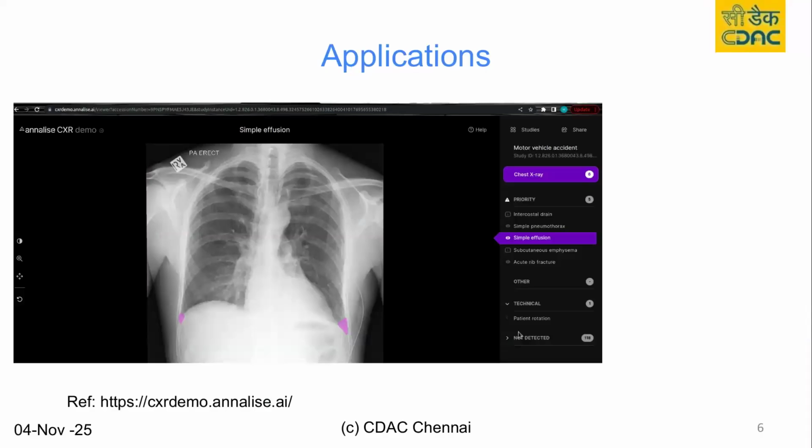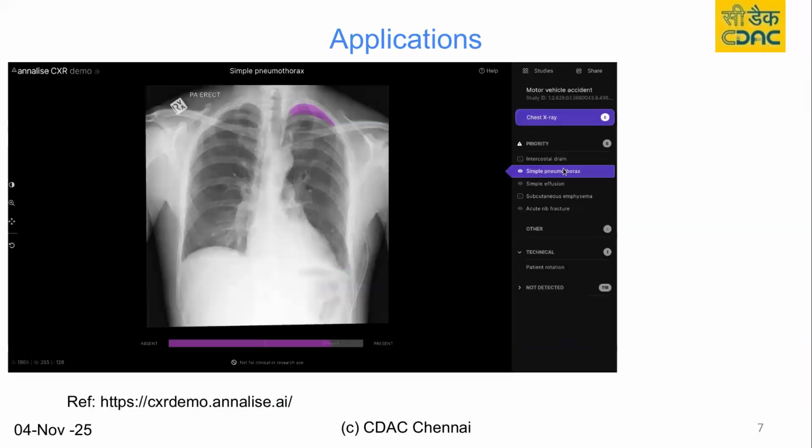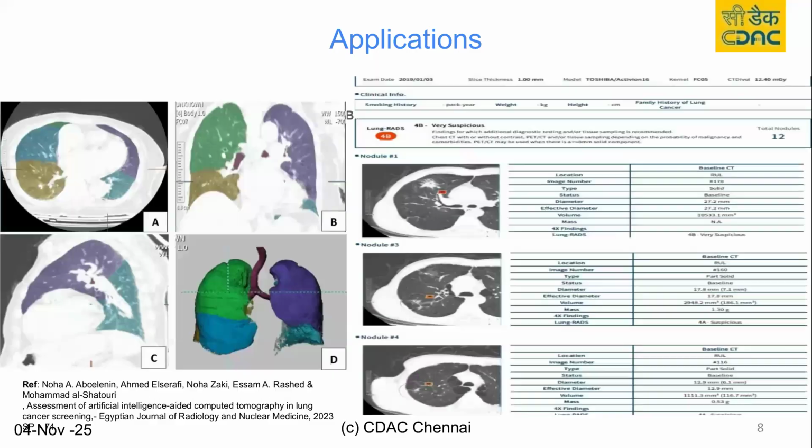Some of the existing systems are like CXR demo, analyze.ai, a tool where we can see effusion detection, and the disease region in the X-ray is also detected. Similarly, pneumothorax. The pneumothorax disease is in this region, and that is also being detected, and it also tells a percentage of probability, maybe around 80 percent probability that this disease is present. That is what the AI engine believes. That is also being told by today's computer-aided chest X-ray detection engines.